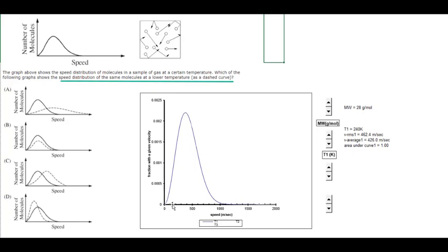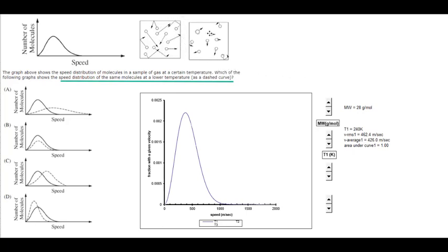You can see we've got the same area underneath here. Area underneath the curve is still 1, but it's not quite spread out as much. There's very few molecules at 1,000 meters per second, and almost none at 1,500. We still have our zeros, so the peak goes up because we have a greater number of molecules with this average temperature. Let me put in a diagram.